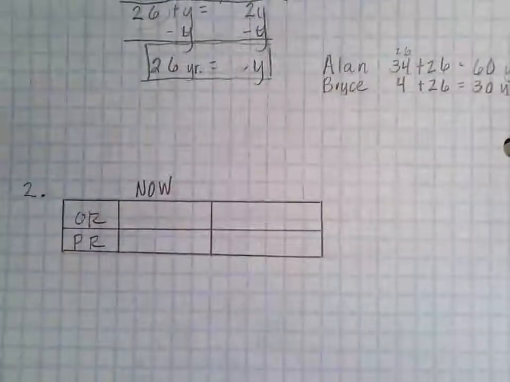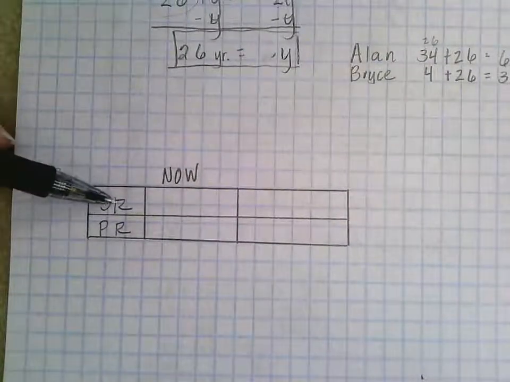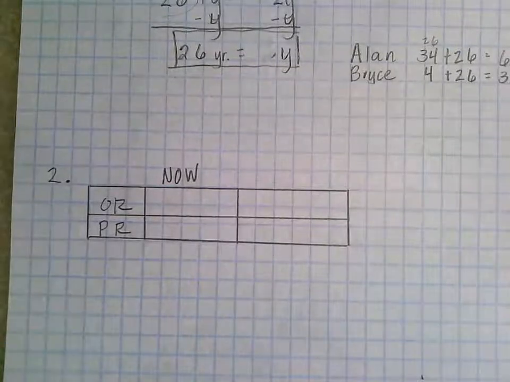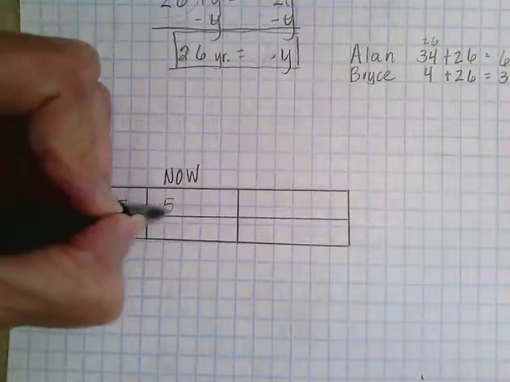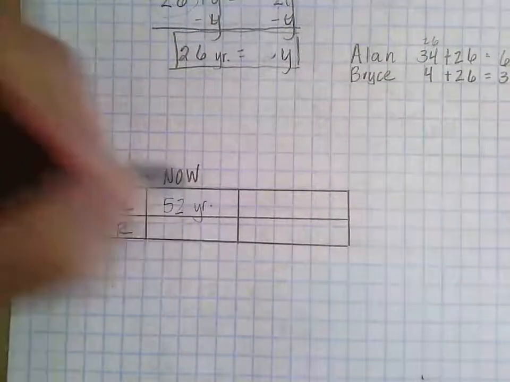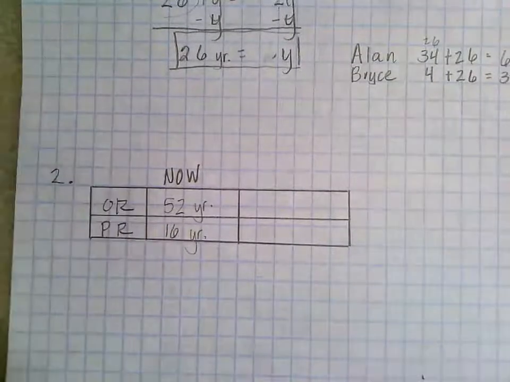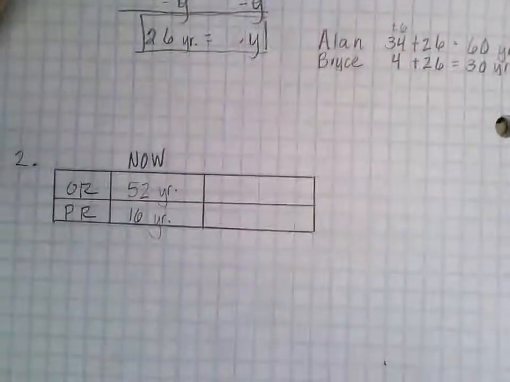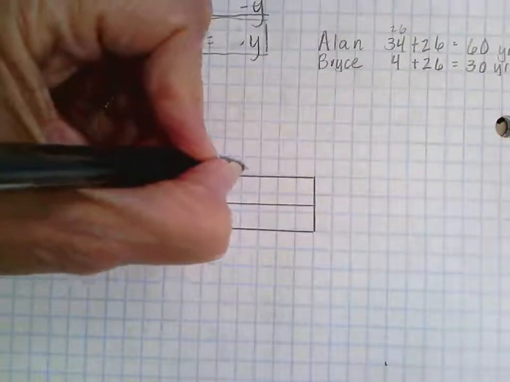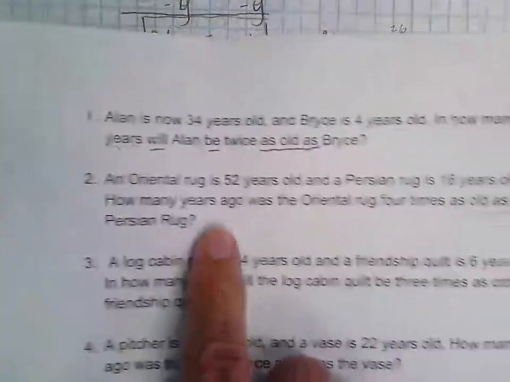So I've set up my table, I just used abbreviations, the Oriental rug and the Persian rug. And our problem tells us that the Oriental rug now is 52 years old and that the Persian rug now is 16 years old. So last time we were adding years on. This time we're going to be subtracting years because it says how many years ago.